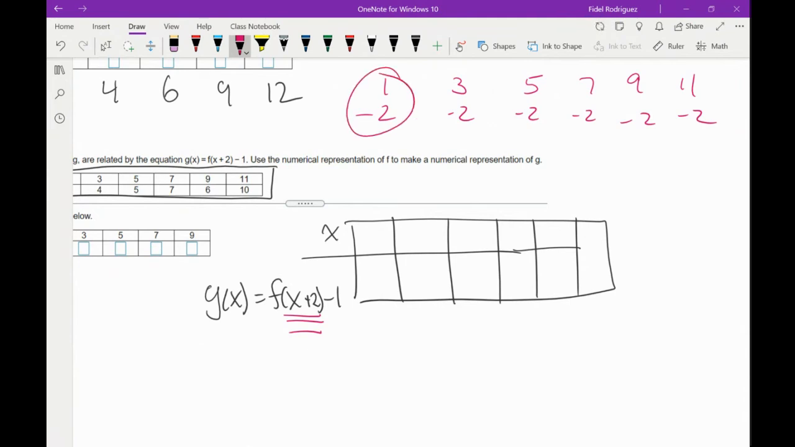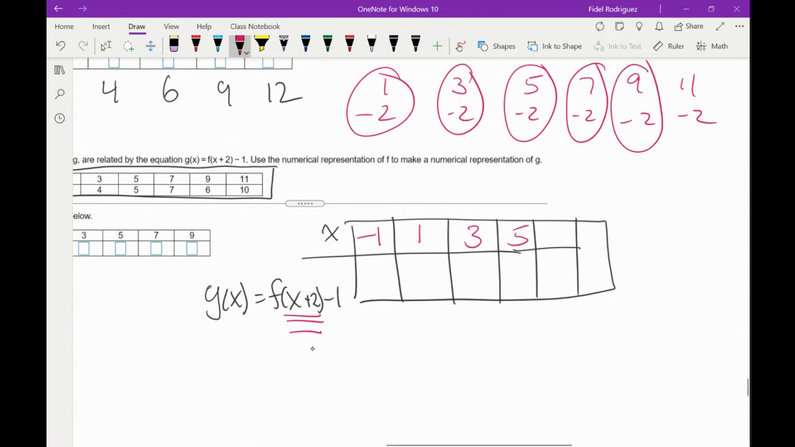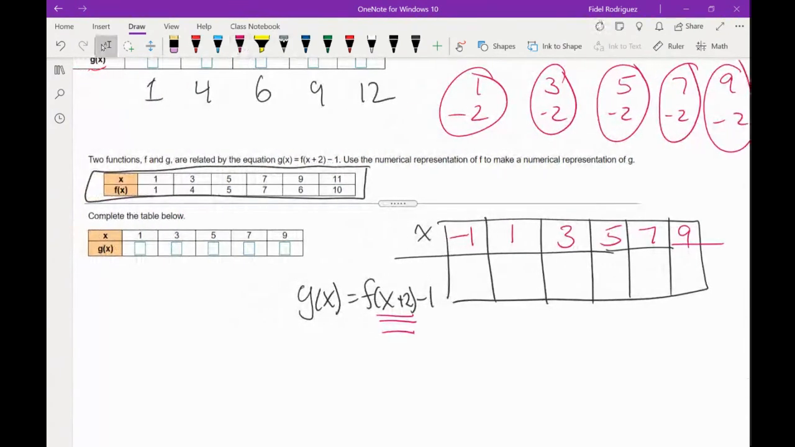What's 1 minus 2? Negative 1, right? 3 minus 2? 1. 5 minus 2? 3. 7 minus 2? 5. 9 minus 2? 7. 11 minus 2? There you go. Halfway, you're already done. Okay? All right, what else do we have?